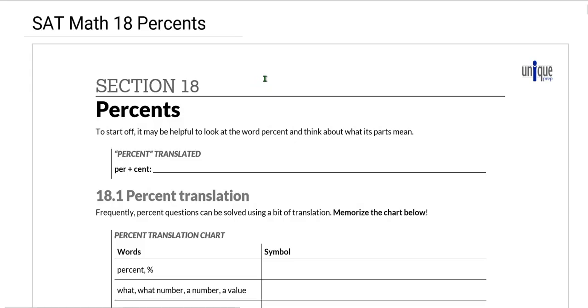This is SAT Math Manual, Section 18. Section 18 deals with percents, which obviously is a topic that students have plenty of familiarity with by the time they are sophomores, juniors, and seniors.